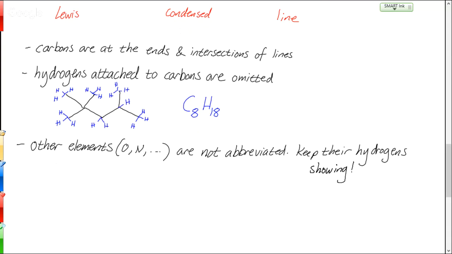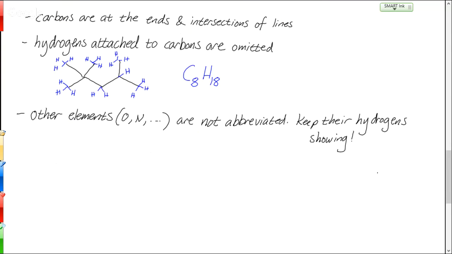We need to remember to keep their hydrogens showing. So we don't take off the hydrogens on other types of atoms. The reason for that is that none of the other atoms are quite as predictable as carbon. So if you leave a hydrogen off of an oxygen or a nitrogen or something, you actually do have a different structure, or you could have a different structure. So we have to make sure to actually specifically show each of those.